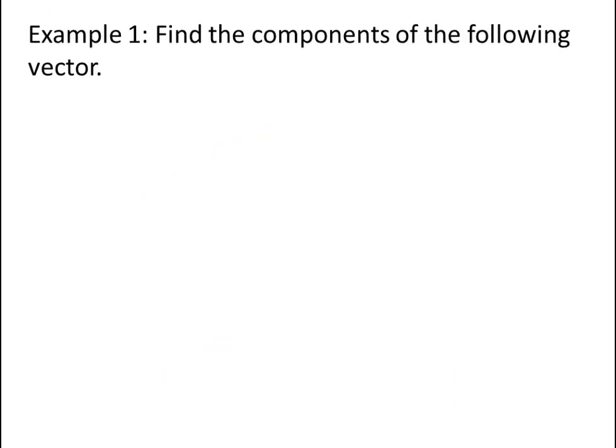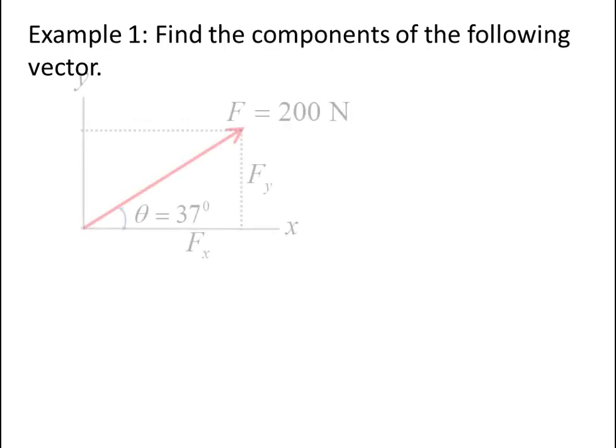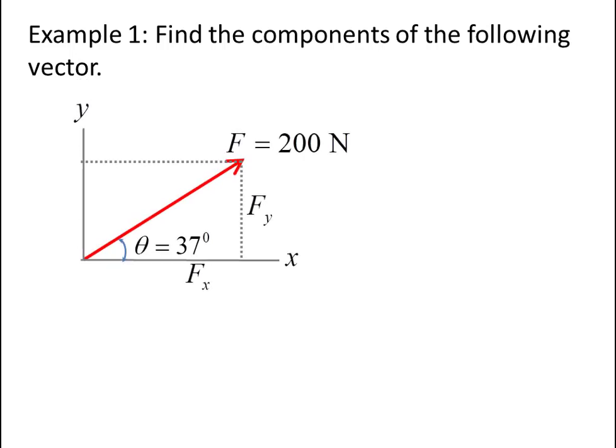Let us substantiate what we have talked about with an example. Example 1, find the components of the following vector. If this is a force vector, F is equal to 200 newtons, then we are required to calculate Fy and Fx, which are called the components of the vector, and the angle theta is equal to 37 degrees.